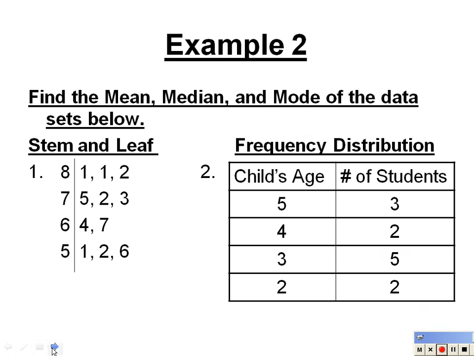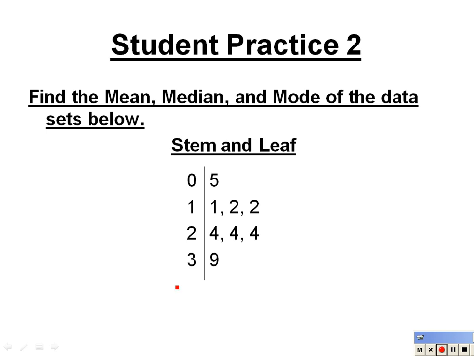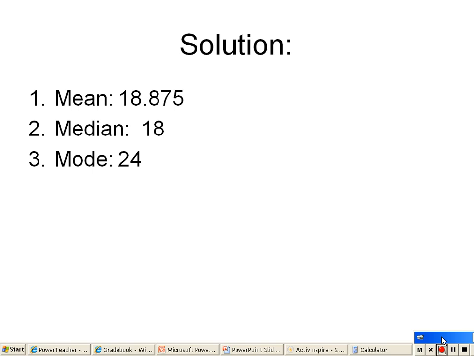Alright, so a final example for you guys to take a look at will be right here. Go ahead and find the mean, median, and mode of this data. Pause the video, take a few minutes to work on it, and then as soon as you turn it back on, you'll have your answer available to you. Alright, well here's our solutions. The mean was 18.875, the median was 18, the mode was 24.